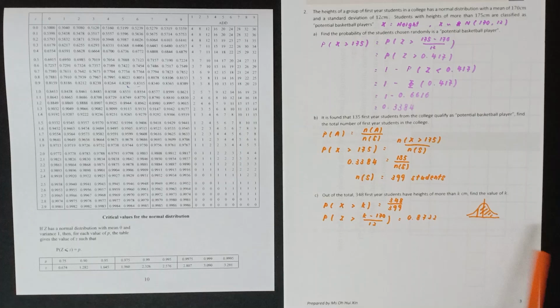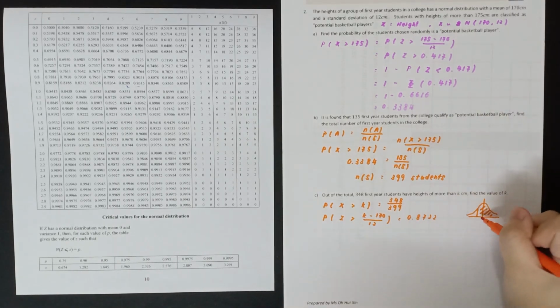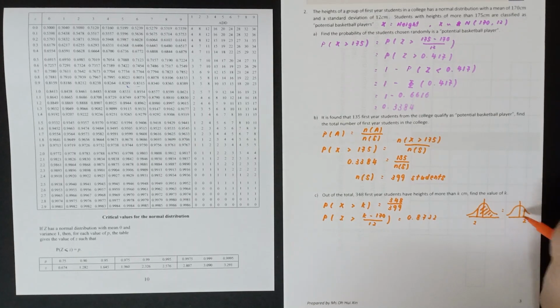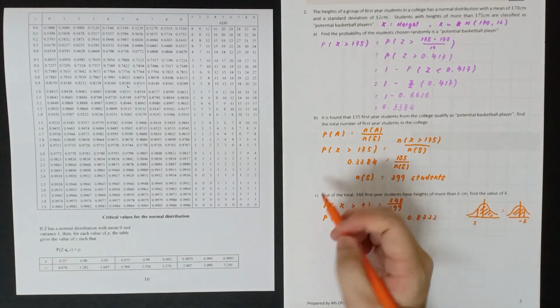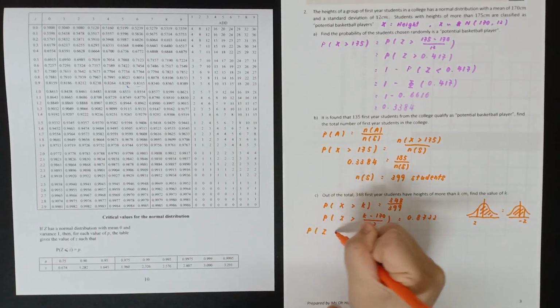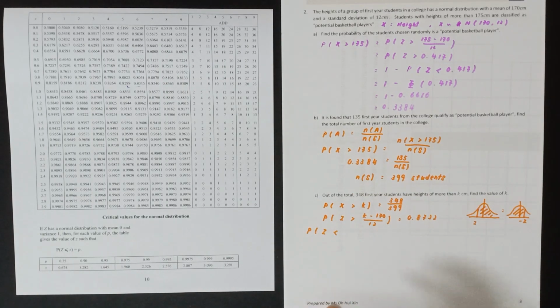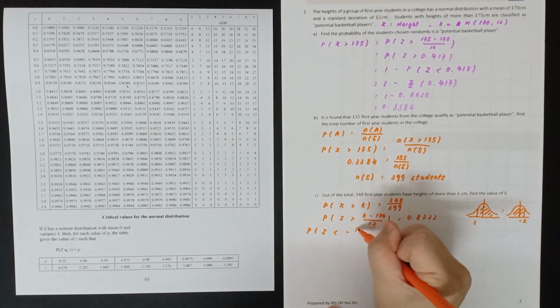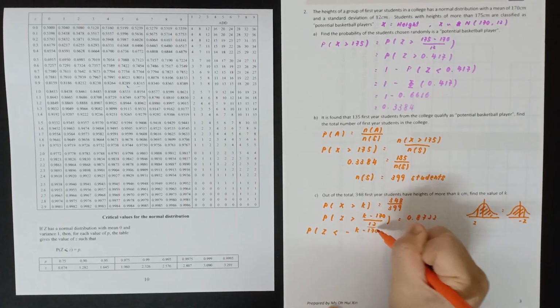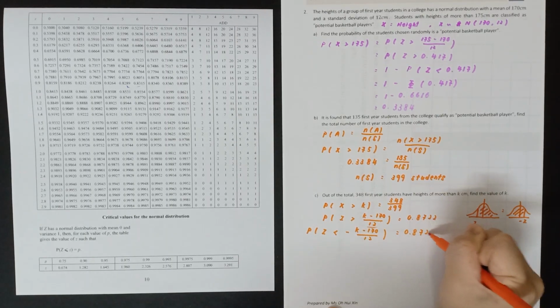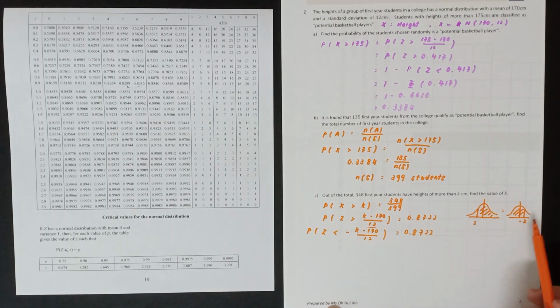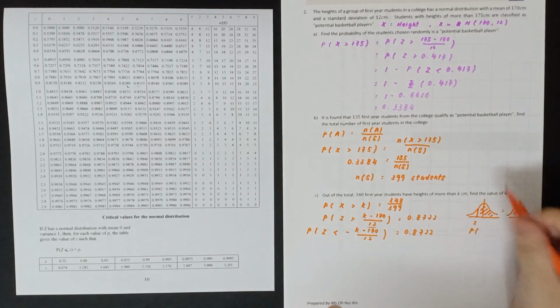Okay, so if you still remember, if you want to find this, then what do you need to do? If this is your z, then you will need to reflect it to negative z, correct? So that's why it will become probability z smaller than, you need to negative the whole thing here: negative k minus 170 divided by 12 equals to 0.8722. Is that okay?